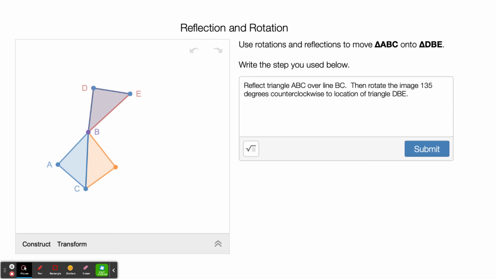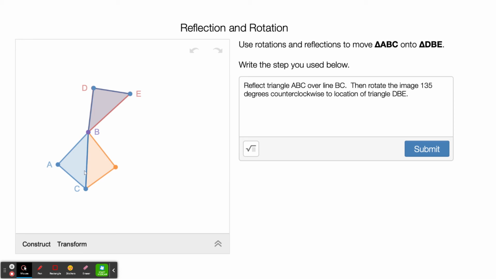Okay, this one was saying use rotations and reflections to move ABC onto DBE. And I did this and just left the final pictures there for you so you could see the little triangles. So first, reflect triangle ABC over line BC. And just a reminder, when we talk about lines or line segments, and we're using points, we have to use 2 points. It's not line B, it's not line C, it is the line that's connecting B and C. So we call it line BC or line segment BC. And so we're going to reflect it there first, and that gives us this orange image.